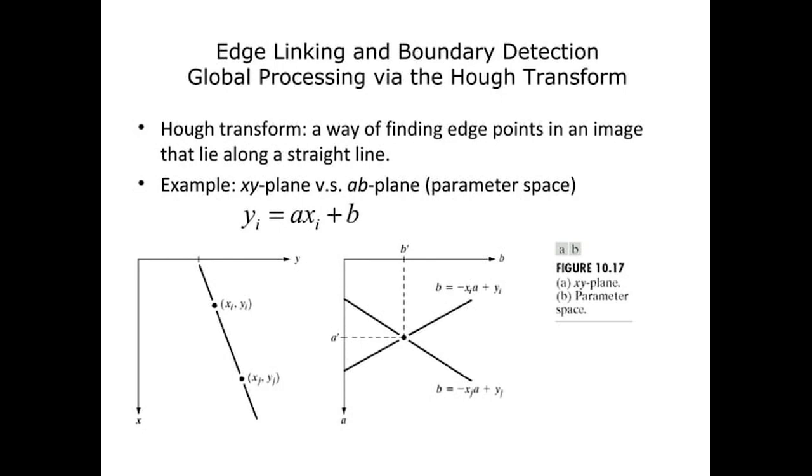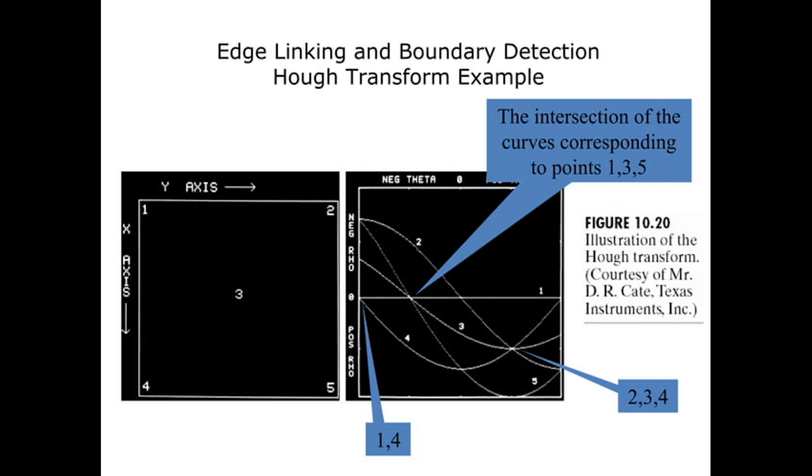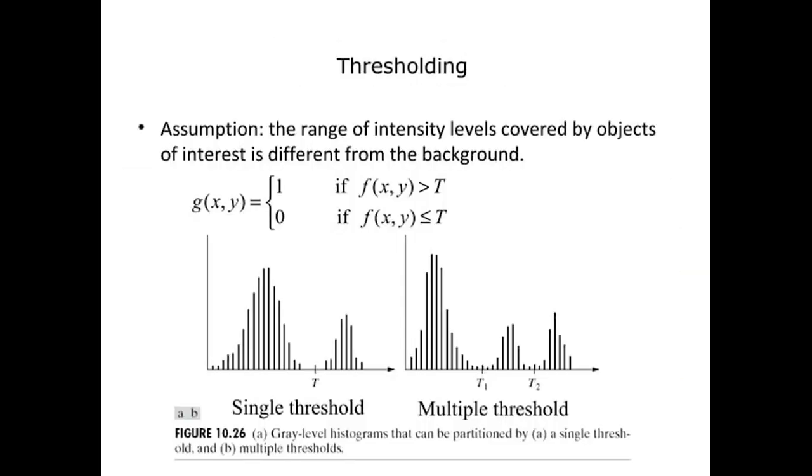So first you see the Hough transform, a way of finding the edge points in an image that lie along a straight line. Whether it is a straight line, curves or circles, we can find out. To find a straight line, we have to apply this equation. Next we can also find all the pairs. That detailed steps is given below. That is the output of the Hough transform, it is obtained like this.